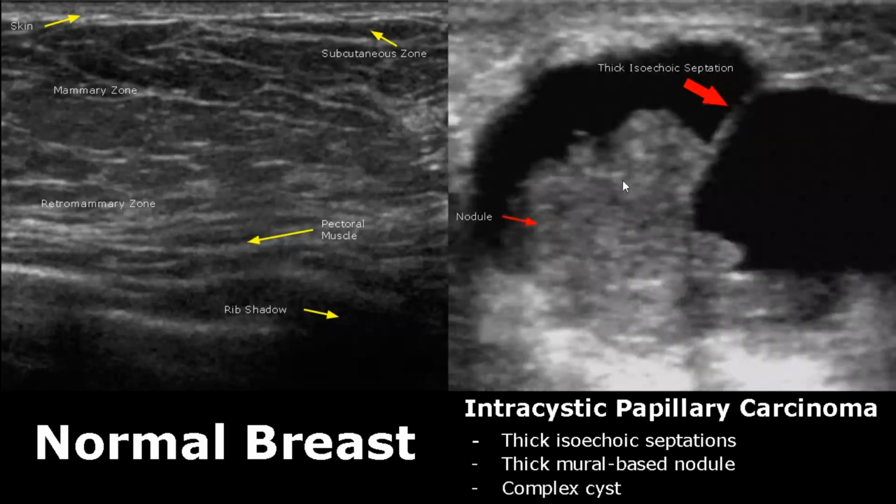Here we have another image of intracystic papillary carcinoma. This one has a thick isoechoic septation as well. These thick isoechoic septations are usually a sign of malignancy as opposed to the thin hyperechoic septation, which is usually benign. And here is a large, thick mural nodule.